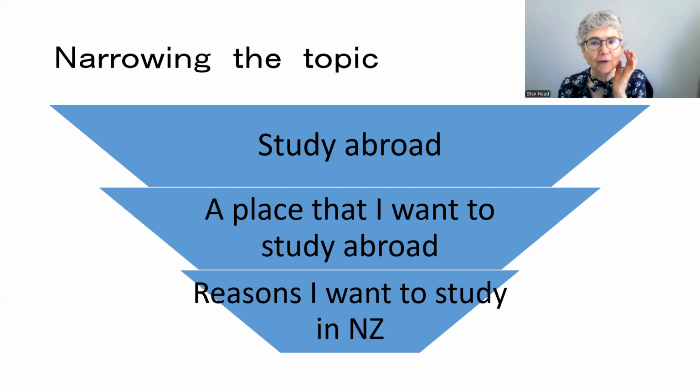Here are some examples of how we could narrow the topic. So imagine that the teacher said to you, okay, please write about study abroad. And so then you think, okay, I'm going to write about the place, New Zealand. Okay, but that's not enough just to write about New Zealand. I need to write something which has a point of view. So the topic which is suitable for a paragraph could be the reasons I want to study in New Zealand.